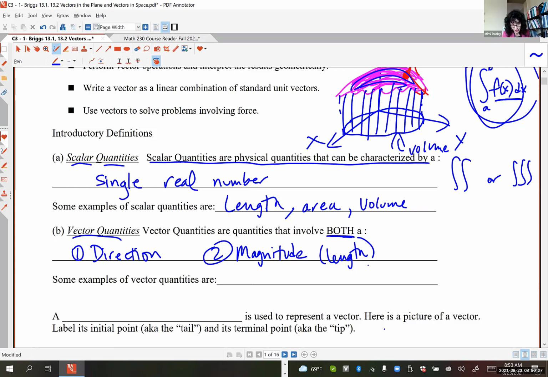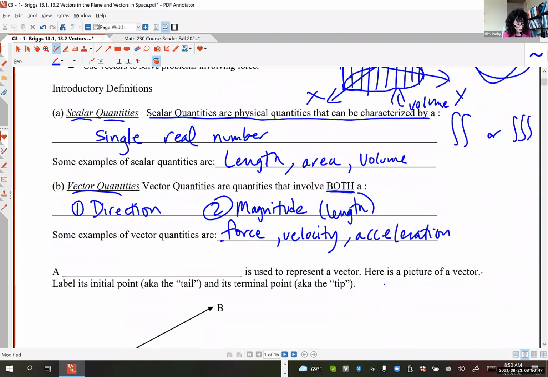And if you've already taken physics, good for you, because you probably know what the answers are here. Force is a vector quantity. Velocity is another example. Acceleration. Okay, fill those blanks in, and let's keep going.